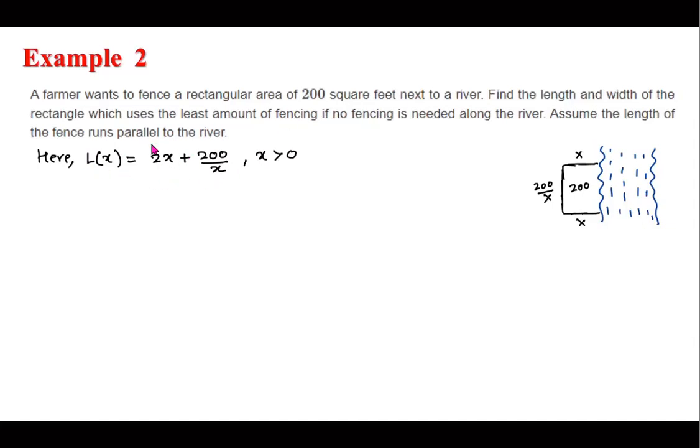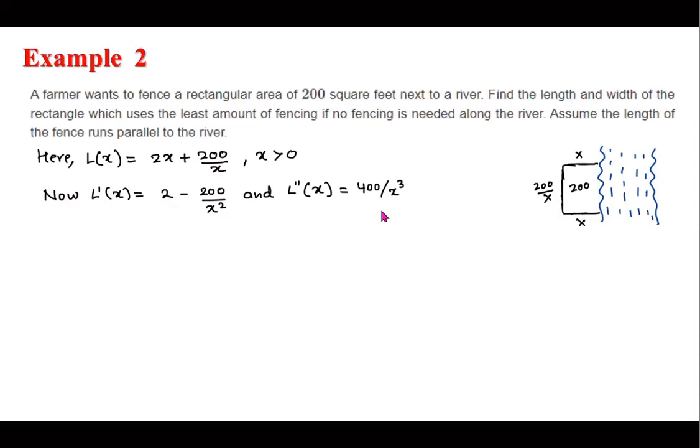Meaning of that is we want to find the minimum value of this function. So again, we are going to use the second derivative test here. So I'm going to find the first and second derivative. Now, the first derivative is equal to derivative of 2x is 2, and then derivative of 200 over x is negative 200 over x squared. And the second derivative would be derivative of 2 is 0, and then derivative of negative 200 over x squared is 400 over x cubed. So we got the first and the second derivative.